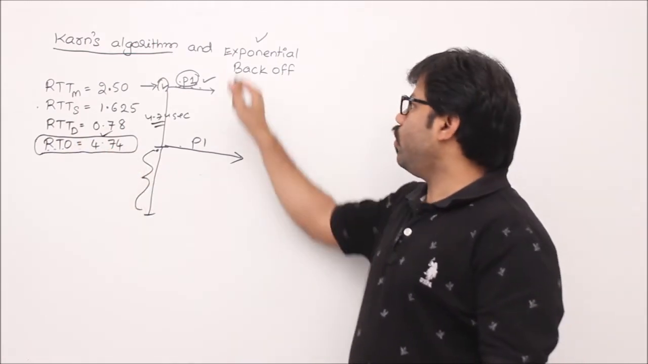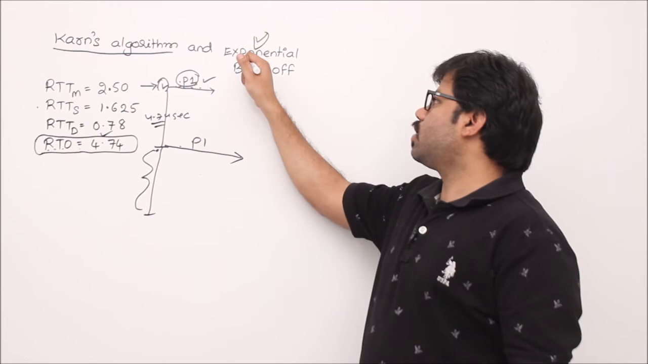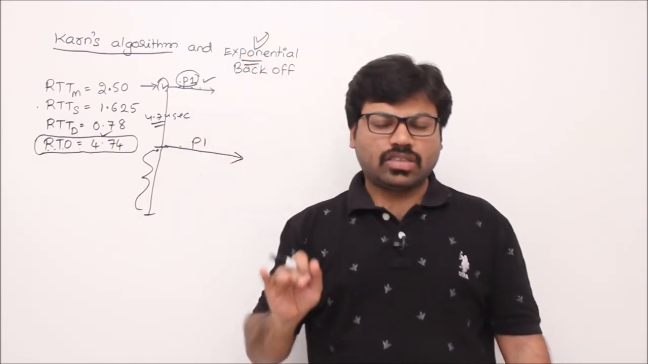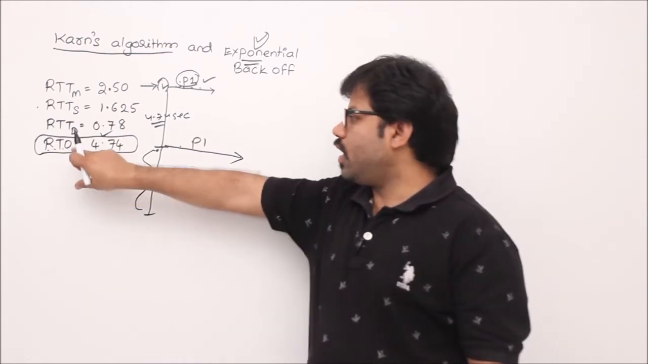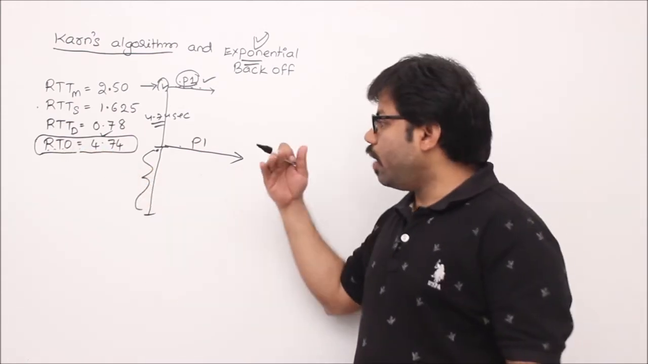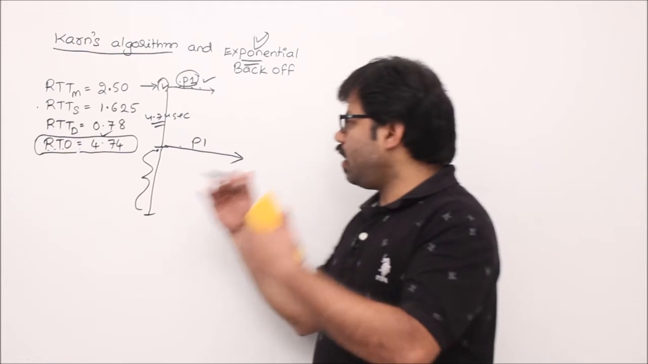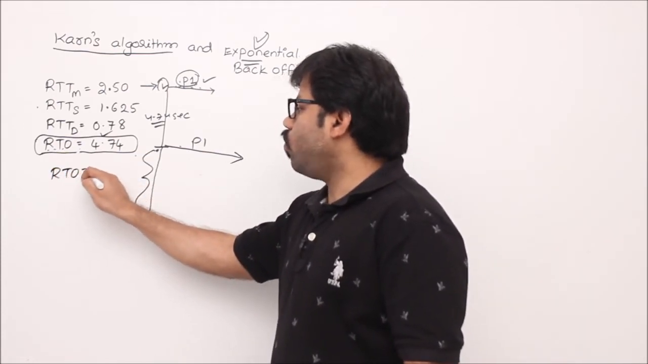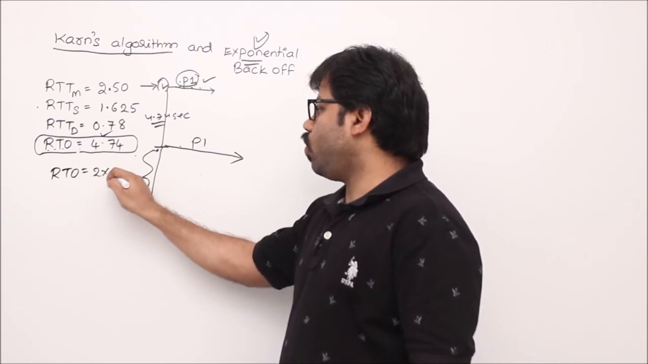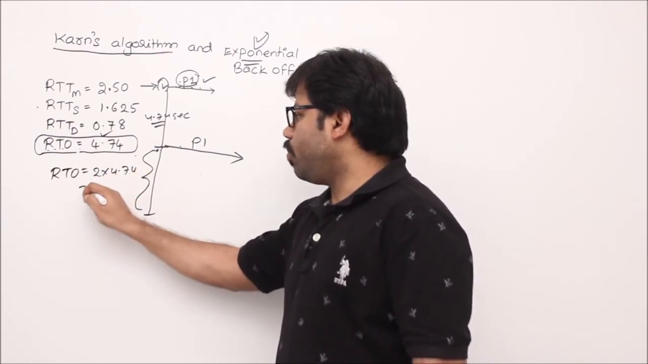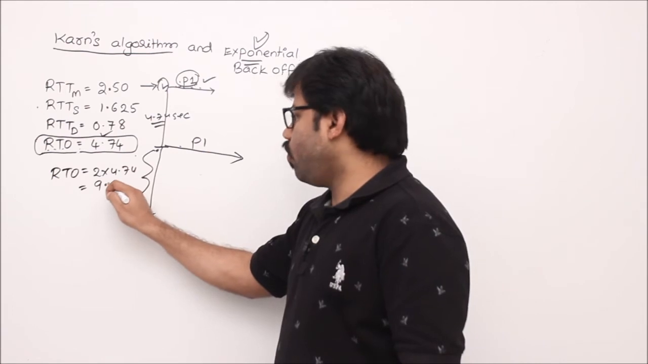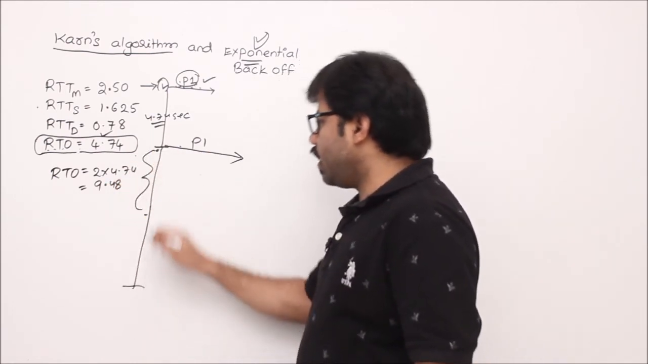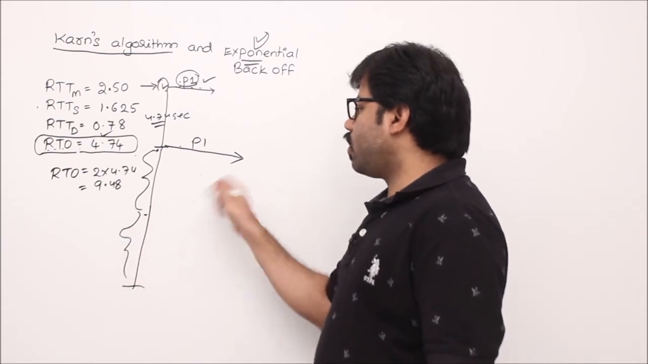No. We are going to use a method called exponential backoff. That means when you send a packet, if it is lost, that means if you don't get acknowledgement within the RTO time, then we are going to double the RTO time. So this time the RTO should be 4.74 into 2, that would be 9.48. Remember it. So now we are going to wait for 9.48 seconds for the acknowledgement.